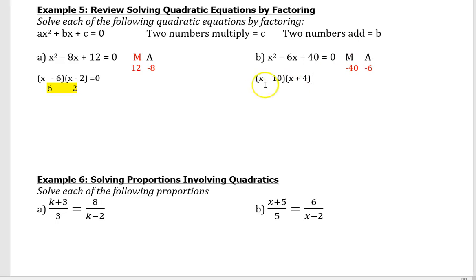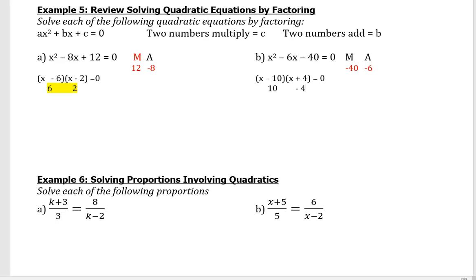If I multiply those two numbers, negative 10 times 4, that'll give me negative 40. If I add those two numbers, it gives me negative 6. So it fits both of the requirements there. So that's the factored form. And then for my two answers, all I have to do is figure out what to plug in for x to make that 0. This one's going to be 10. This one's going to be negative 4.